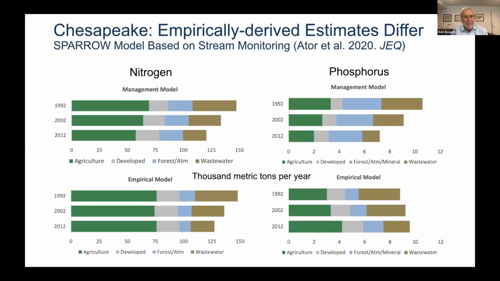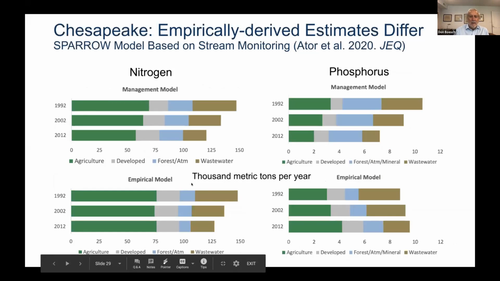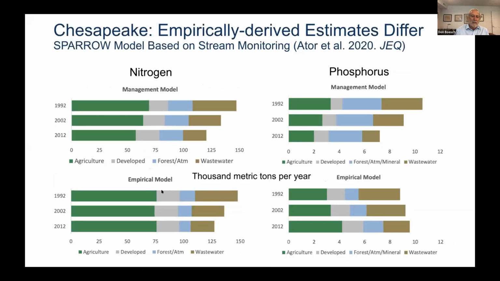So as we get closer to the goal, it's really important that we not only redouble our efforts as needed, but also look hard at what these model predictions and model estimations are really showing with respect to the real world. This is a recent paper from Ator et al. in JEQ, which raises some serious questions.